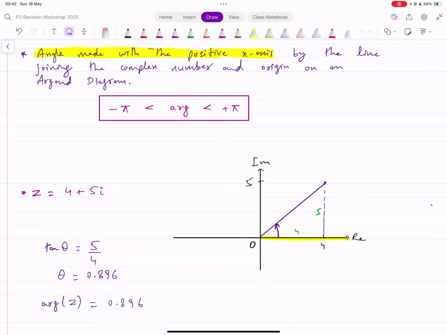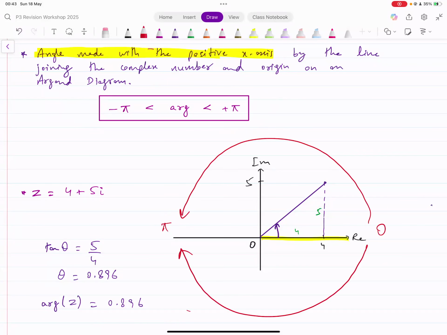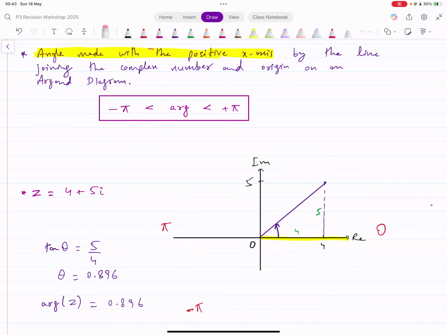Now, there is a range that we have for argument, and that is that argument is always supposed to be between minus pi and plus pi. That's the convention that Cambridge uses, that whenever you write an argument, you would write that within this interval from minus pi to plus pi. Now, what does that mean? This is 0, this is pi. On the positive side, this is where the interval ends. If you go in the third or fourth quadrant, you'll have to go from the negative direction. That means any complex number in the first or second quadrant will have a positive argument, and in the third and fourth quadrant, it will have a negative argument.